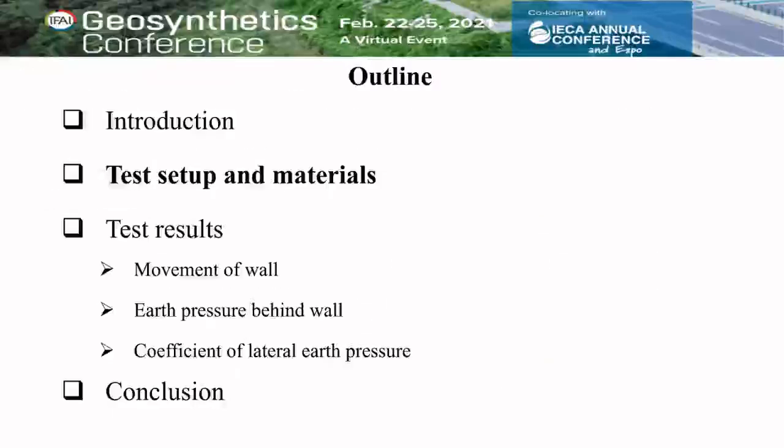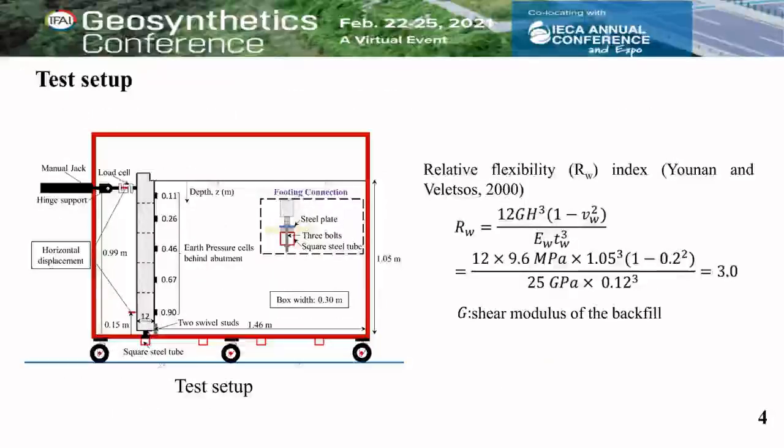Test setup and materials. This figure shows the test setup for the physical model test in this study. The retaining wall was supported by the footing connection and the manual jack. Two displacement transducers were used to monitor the wall movements at the height of 0.15 meter and 0.99 meter. 5 earth pressure cells were attached to the back facing of the retaining wall to monitor the lateral earth pressure during the backfill replacement.